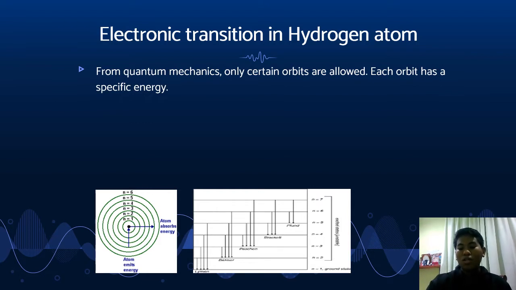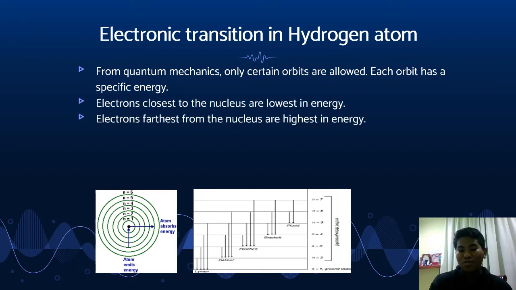For example, orbit number 1 and orbit number 2 don't have the same energy, because each orbit has a specific energy. Electrons closer to the nucleus are lowest in energy, and electrons farthest from the nucleus are highest in energy. So when the electrons are close to the nucleus, they have low energy, but when the electrons are far from the nucleus, they have higher energy than electrons that are close to the nucleus.